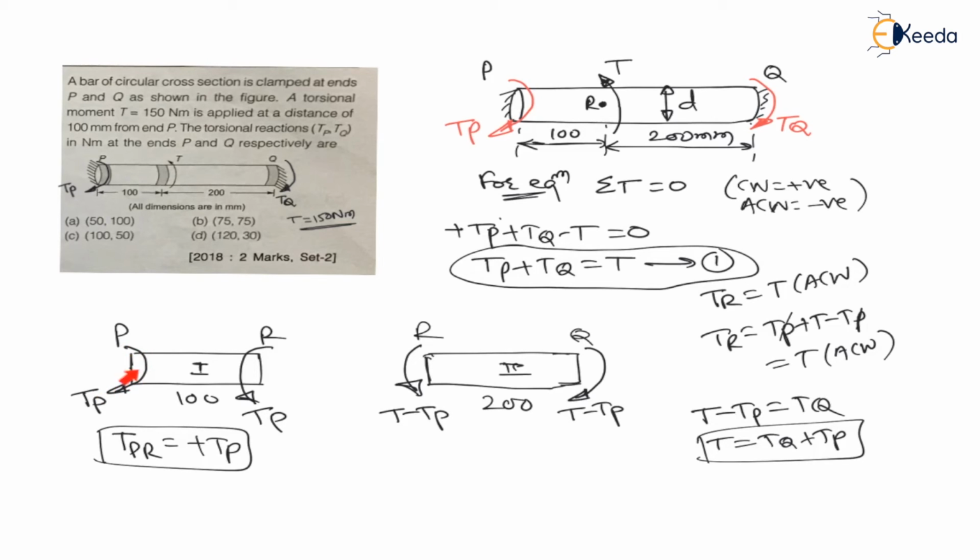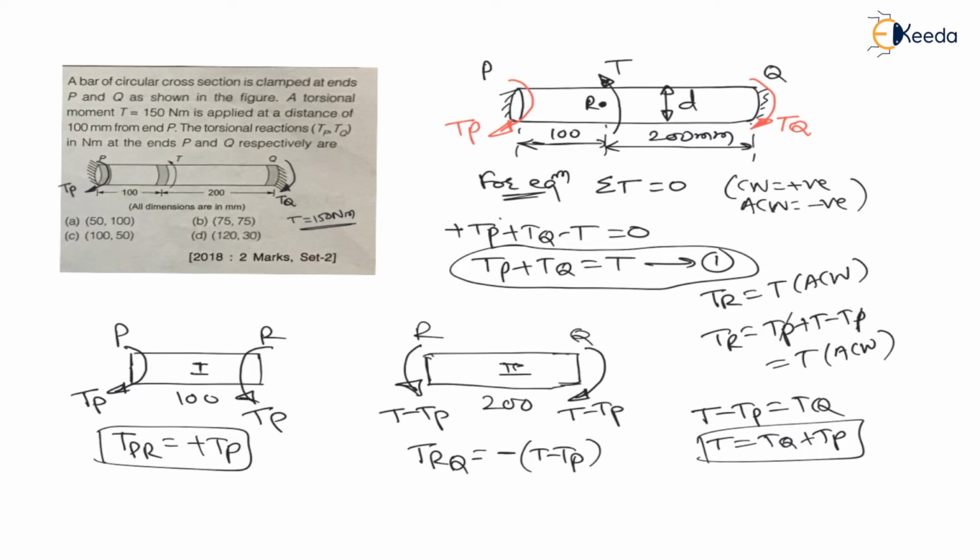Now, as I have considered the left side of the first element, I have to consider the left side of the second element also. Therefore, for the second element, R is the left side, and at R there is an anti-clockwise torque. Therefore, torque on the RQ element will be anti-clockwise, which is negative: minus (T minus TP). This will be the torque on this RQ element, right?